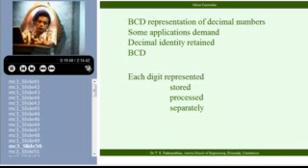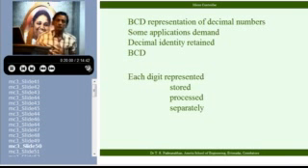One very commonly used decoder is what is called a BCD decoder. When I want to represent decimal numbers in binary form, the simplest procedure is to go for a direct conversion.